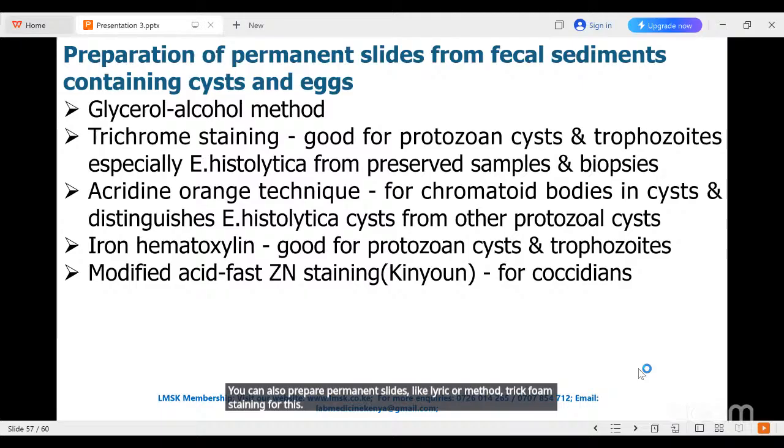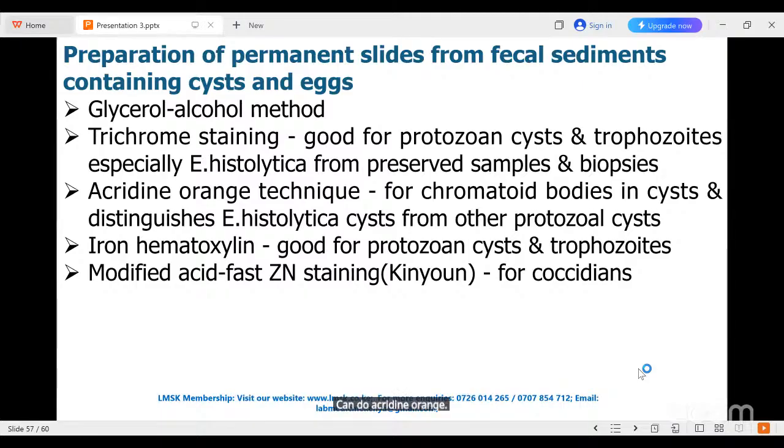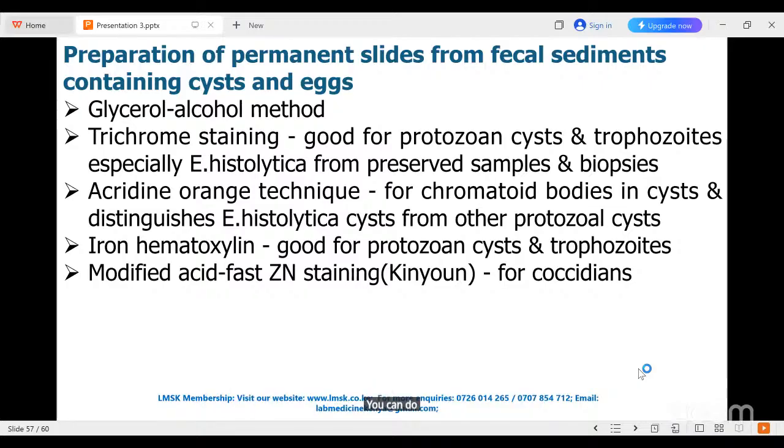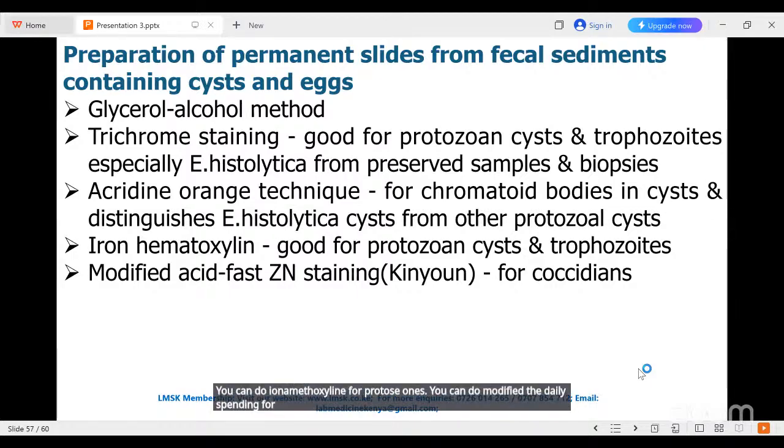You can do acridine orange staining technique when you want to examine chromatoid bodies for Entamoeba species. You can do iron hematoxylin for protozoans. You can do modified Ziehl-Neelsen staining for coccidians, like what I showed you for Cryptosporidium parvum and Isospora belli.